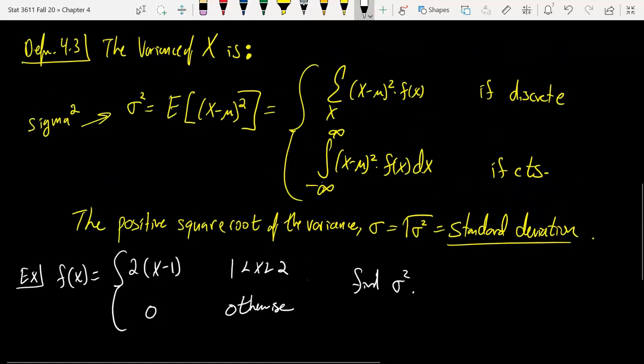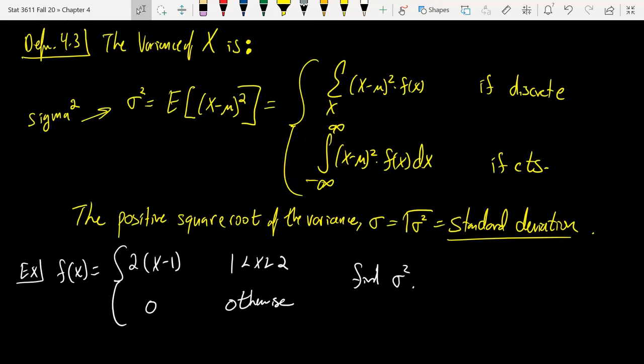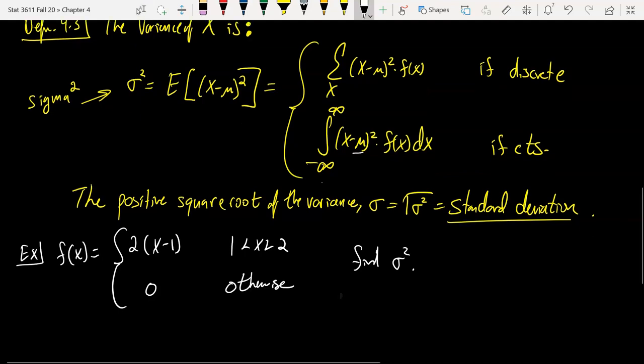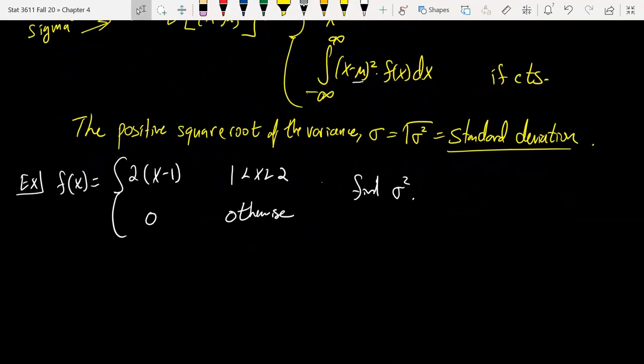One thing you have to notice in this original definition of variance is that in order to do this, you have to know what the mean is. So if I want to find the variance here, first I need to find the mean. We need the mean. All right, so let's go ahead and do that.